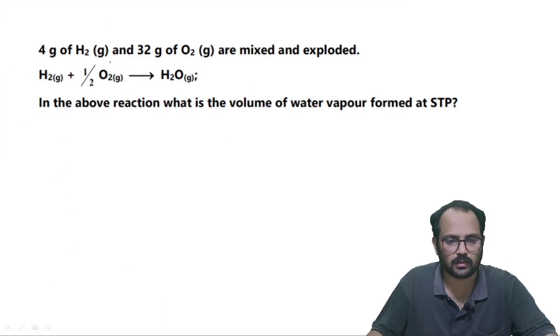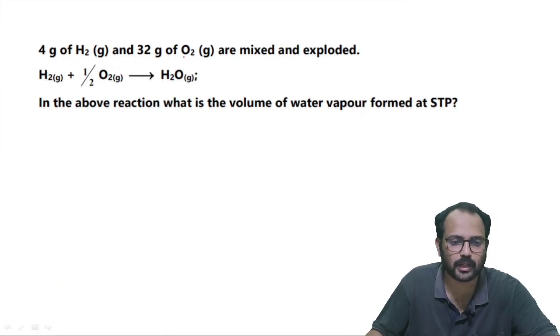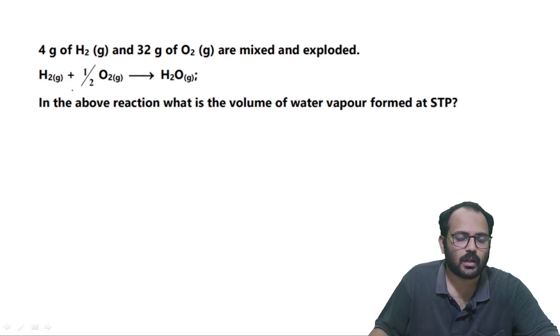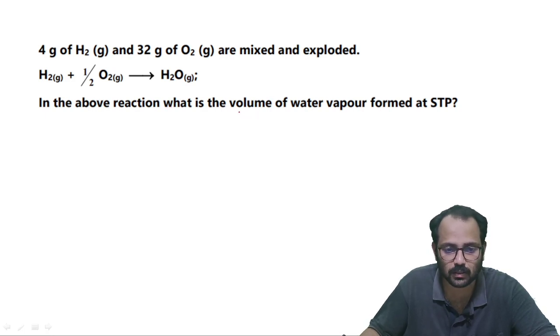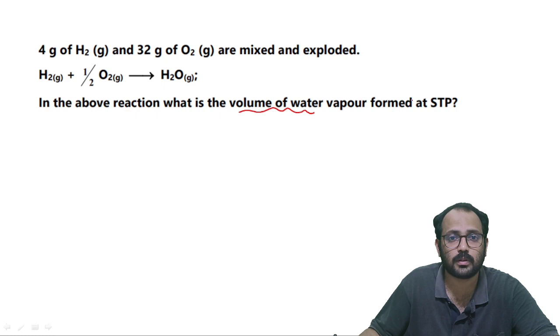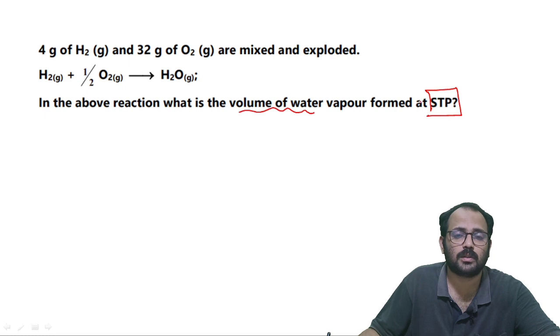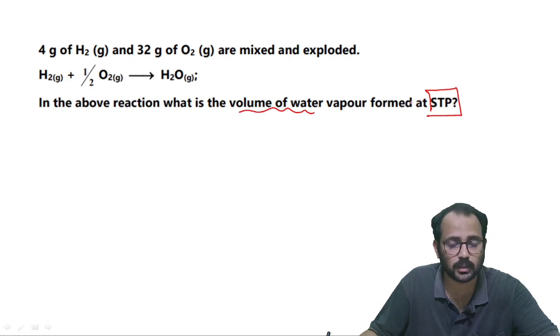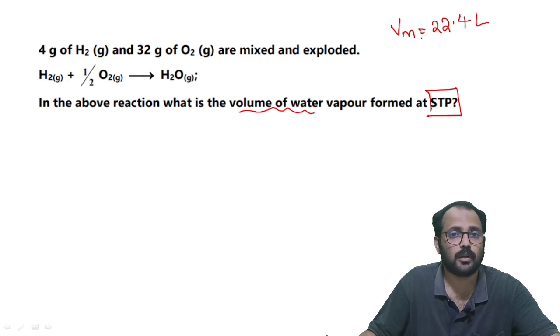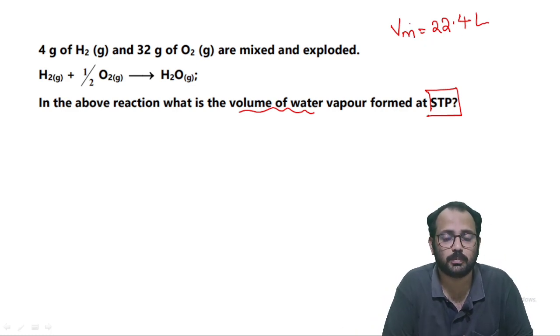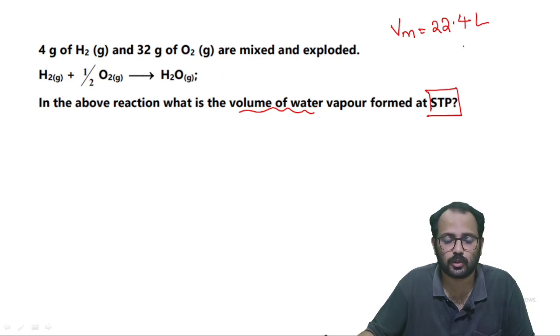Now look at this question. 4 gram of hydrogen is reacting with 32 gram of oxygen and they are exploding, you will be getting water. In this particular question, they are asking what is the volume of water vapor formed at STP? Can we do it by the same method? Yes, of course we can. At STP, just remember, what is the molar volume? This is 22.4 liters, the volume occupied by 1 mole of a gas at STP. Here the pressure I have taken as 1 atm. So you got this as 22.4 liters.